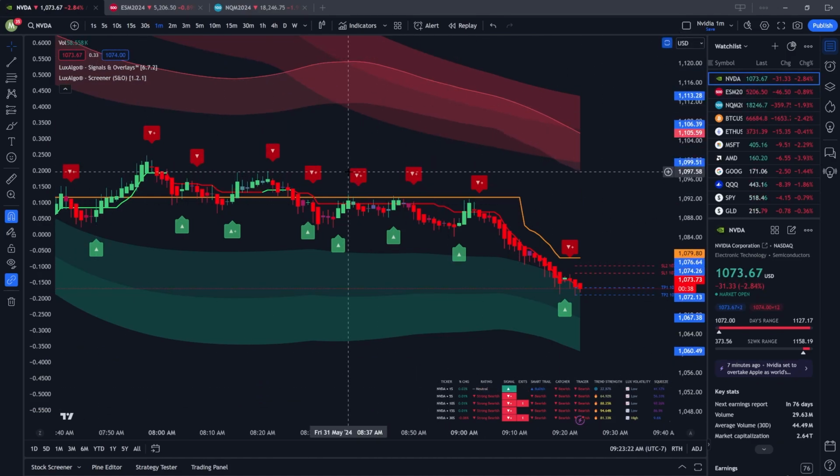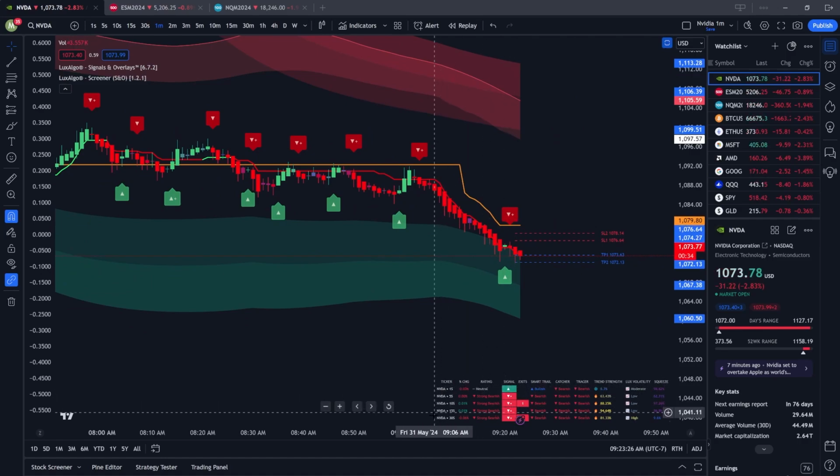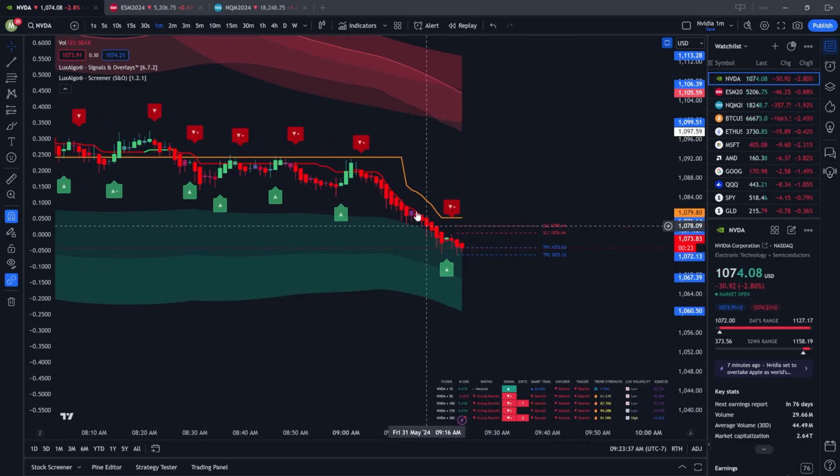So we got signals and overlays, and then I also got a screener down here, and it's showing the lower time frames. It's the same symbol. It just shows the 1 second, 5 second, 10 second, 15 second, 30 second. When these start changing, it'll help you. Like, if they're all saying bears, bears, bears, you pretty much know you can stay in.